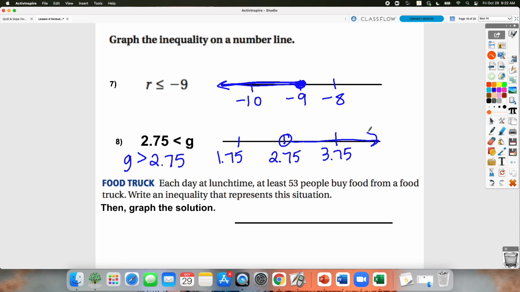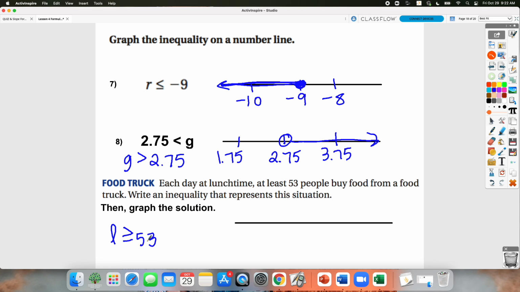Write an inequality that represents this situation, then graph the solution. Okay, so if I have at least 53 people buying food from the food truck, how could I write an inequality to match that, Tess? Absolutely. Doesn't matter what variable you use, just use an L to represent lunchtime. So greater than or equal to 53, because there's at least 53 people.